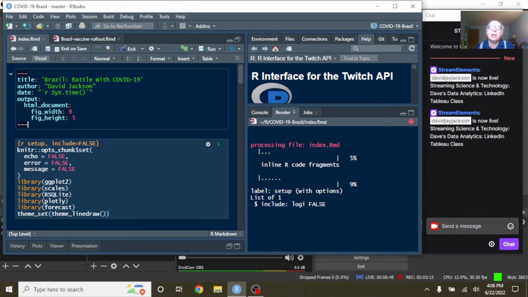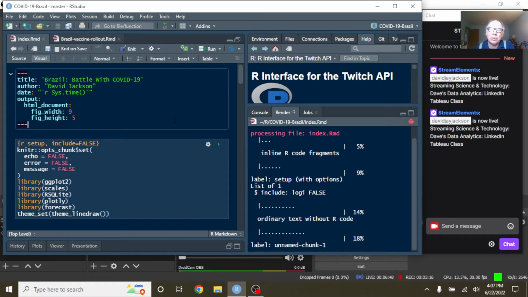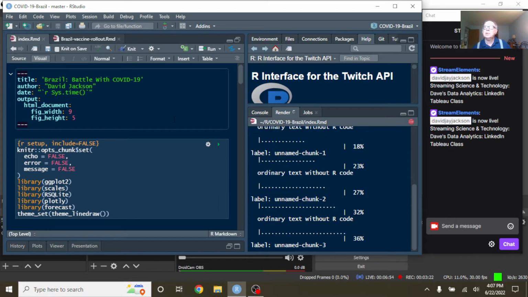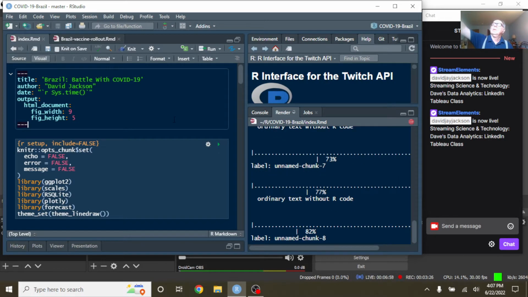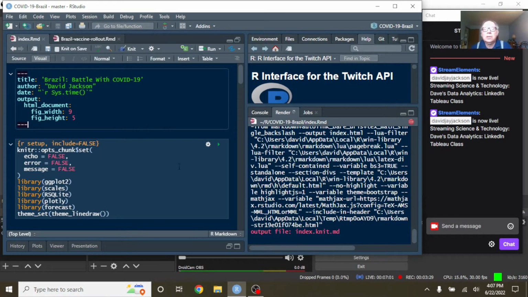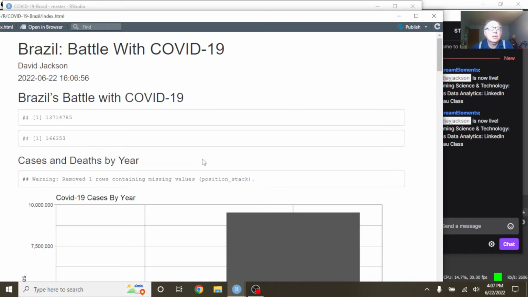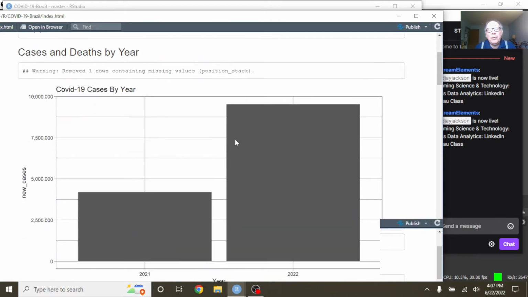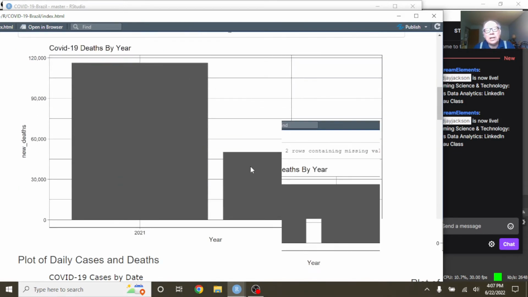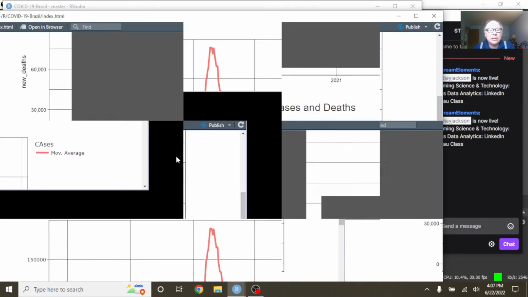Okay, Brazil, let's see what your numbers are looking like as of June the 22nd, 2022. You can see for the previous 365 days, Brazil has had 13.7 million cases, 166,353 deaths. And we can see for Brazil that your 2022 cases have already passed 2021 total cases. But the good news is deaths have not caught or passed 2021 total COVID-19 deaths.